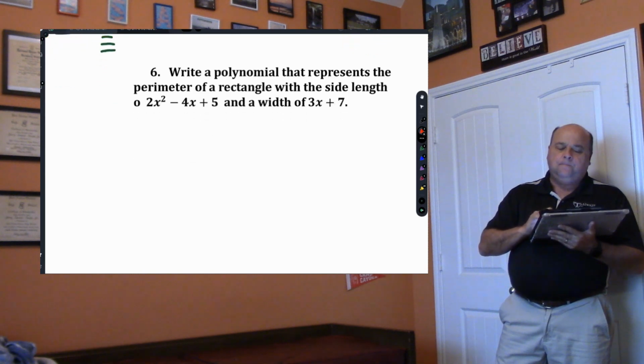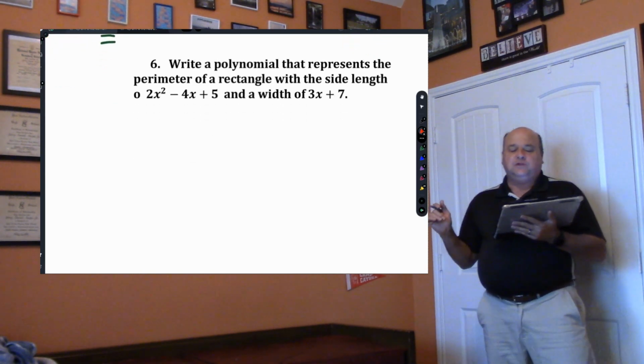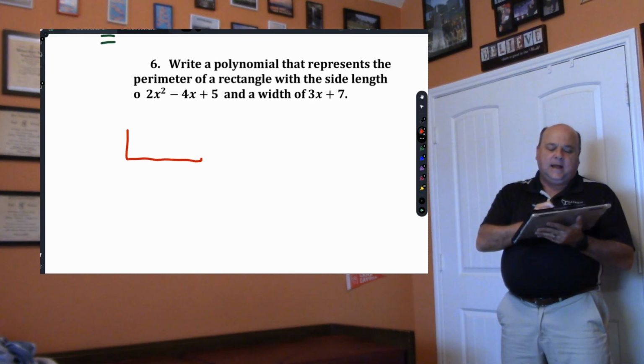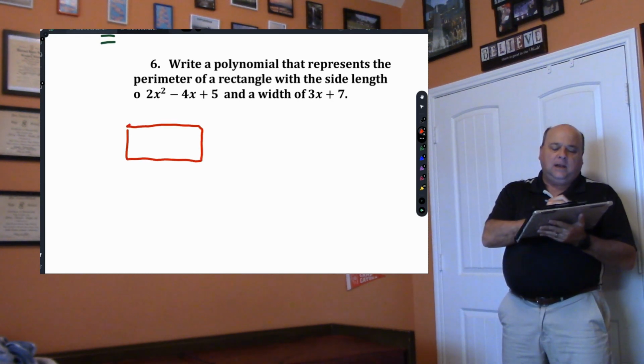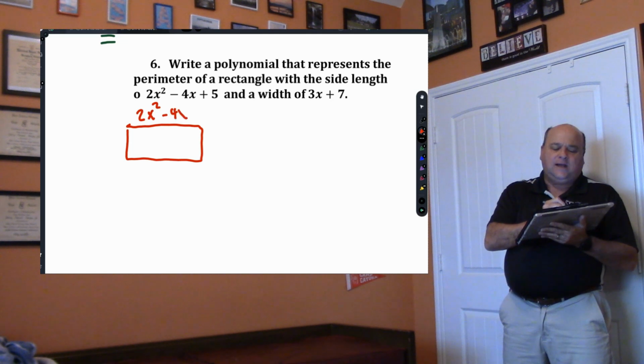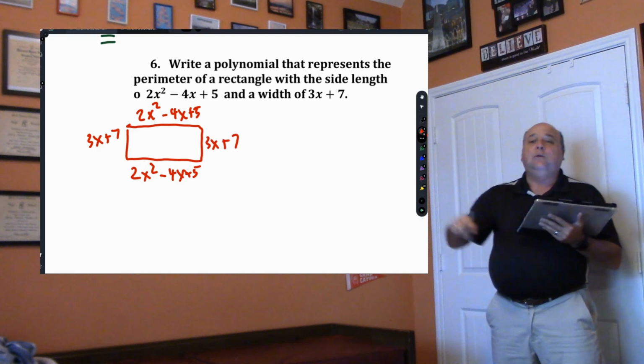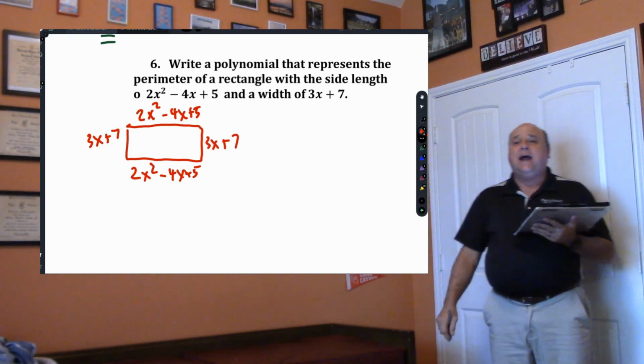Number 6, write a polynomial that represents a perimeter of a rectangle. Draw the rectangle. Okay, so we're going to actually draw a rectangle. The length is 2x squared minus 4x plus 5, and the width is 3x plus 7. I need to write these down on the top and the bottom, and the left and the right are the same, aren't they? And then remember, we're going to stack these up to add them up.